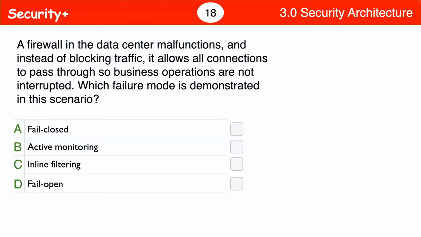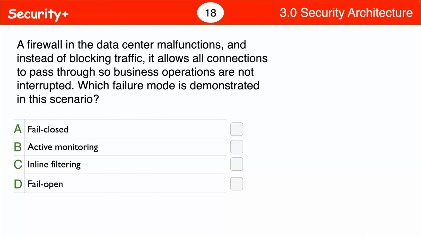All right, question 18. A firewall in the data center malfunctions, and instead of blocking traffic, it allows all connections to pass through so business operations are not interrupted. Which failure mode is demonstrated in this scenario? A, fail closed. B, active monitoring. C, inline filtering. Or D, fail open.